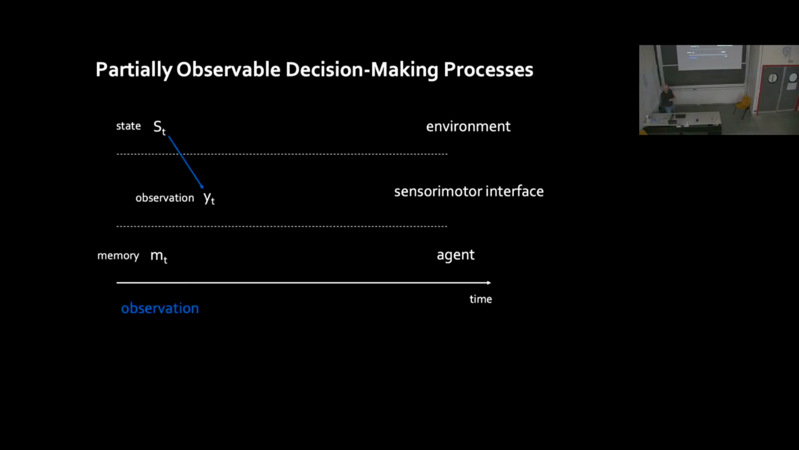There are many ways to formulate this. I will just pick one, which is particularly simple. The state emits an observation. So the environment can be observed only partially by the agent through some input.